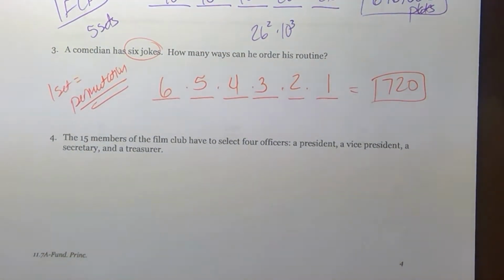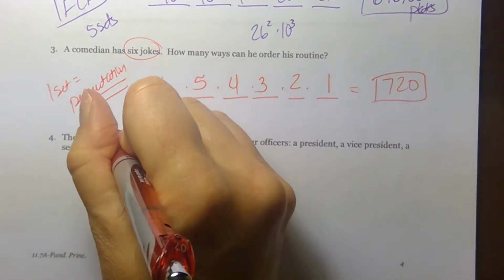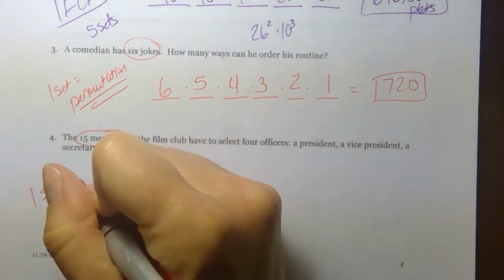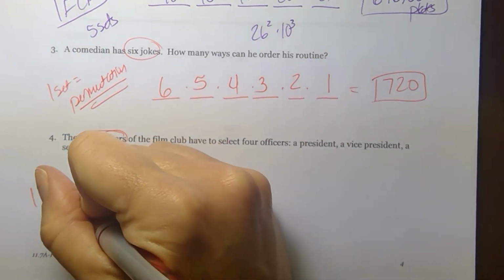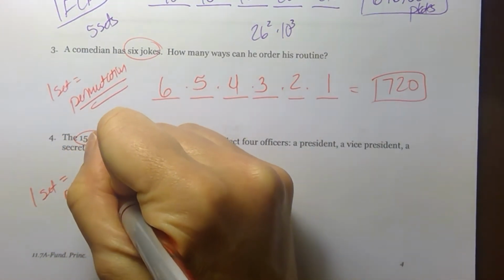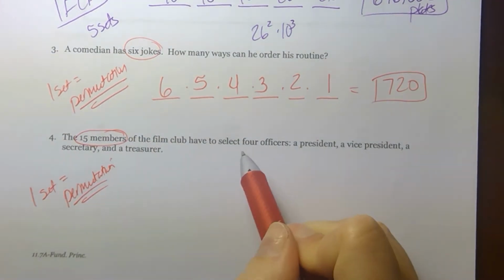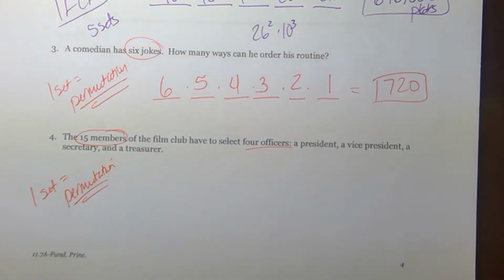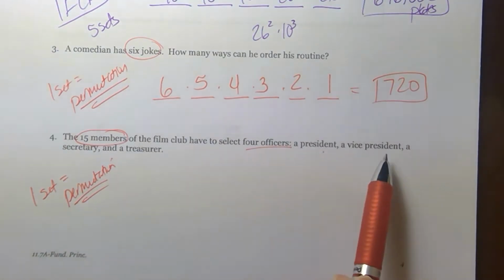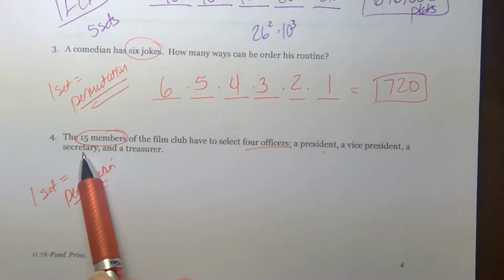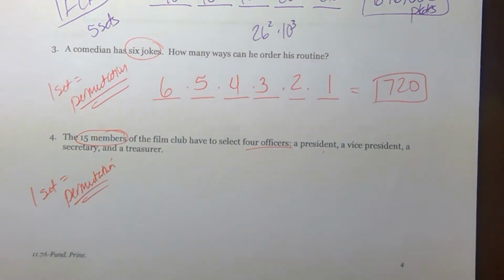Look at number 4. There are 15 members of the film club, and they need to pick 4 officers, a president, a vice president, a secretary, and a treasurer. So how many sets of people am I picking from? Well, I'm just picking from one set. There is only one film club with 15 members, so it is a permutation. Now, order matters here because I'm picking officers. The president's job is not the same as the vice president's job, and it's not the same as the secretary or the treasurer. They each have a unique position, so the order matters.